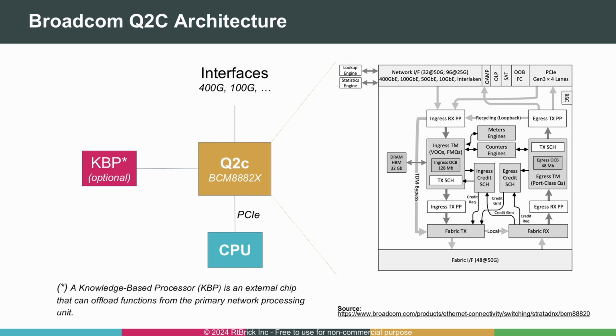The Q2C ASIC can also connect to an external knowledge base processor, which offloads certain functions such as statistics collection or multi-field classification. Not all traffic simply passes through the switch. Some traffic, such as routing protocol packets or management traffic, is redirected to the CPU for processing. This path, known as the host path, has limited bandwidth, so QoS policies may need to provide special treatment to ensure critical control plane traffic is not starved.